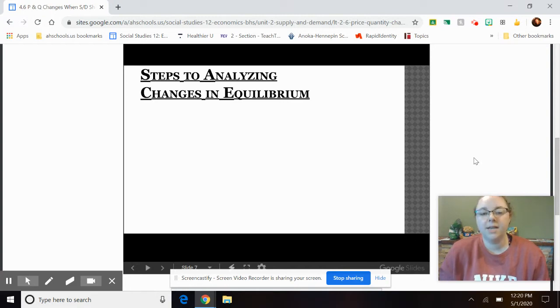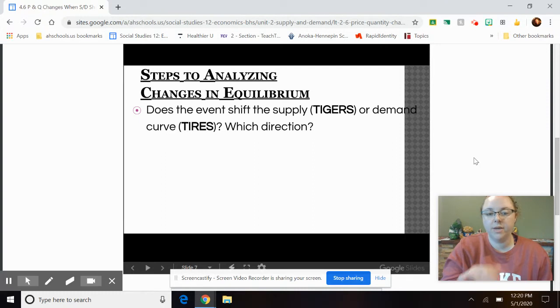So the steps to analyzing a change in equilibrium: the first thing you're going to do is decide if it is a supply shift or a demand shift. And this is where it gets a little bit difficult, because you have to actually decide which one it is. Instead of someone telling you, hey, this is a supply shift, hey, this is a demand shift, you have to know, okay, is this supply, is this demand?